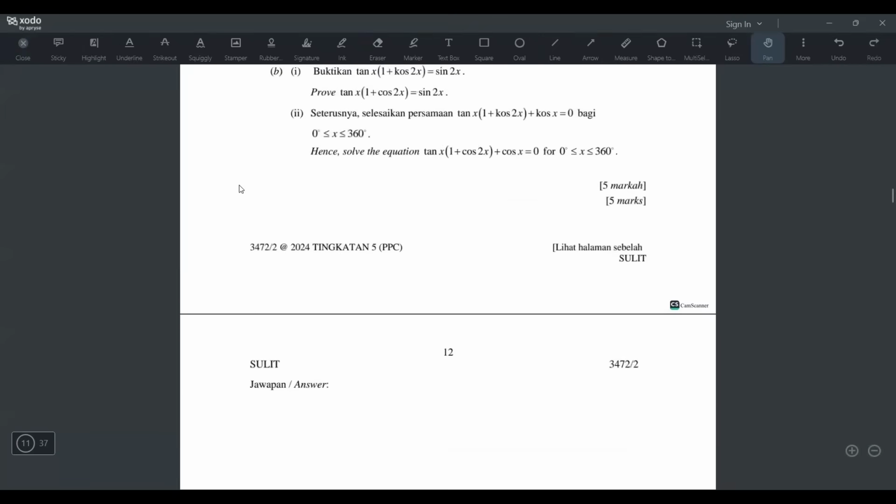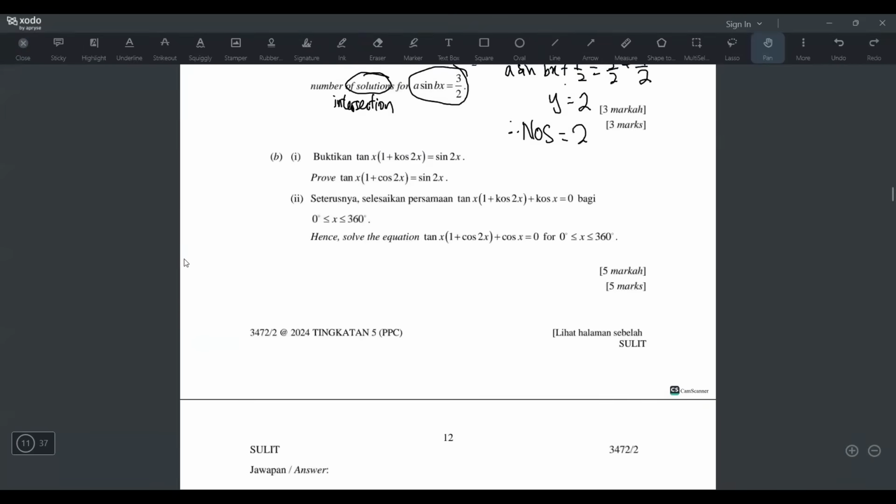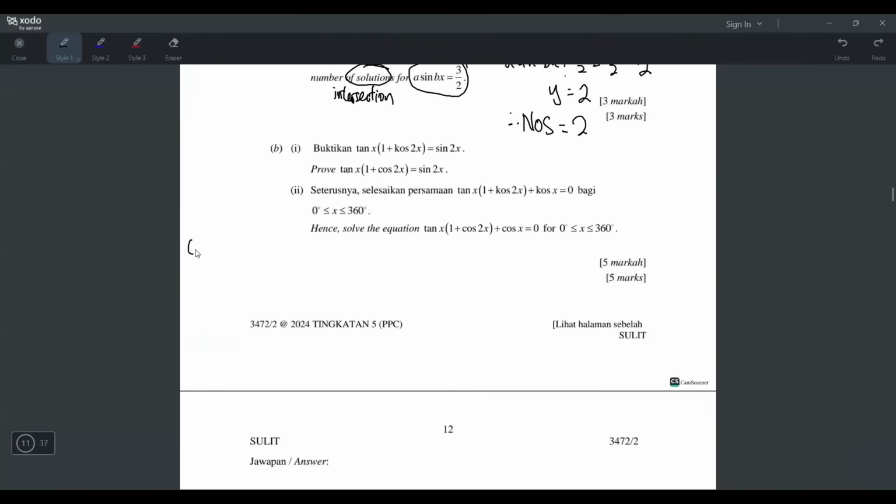Okay, I want to do B. So the B1, I will do it up here. Okay, they want you to prove that tangent x bracket 1 plus cos 2x equals sin 2x. For this one, you need to use the basic identity formula and the double angle formula, right? I already memorized the formulas, but I don't know if you have memorized them or not. If you don't memorize, it will be very difficult for you to prove, right?